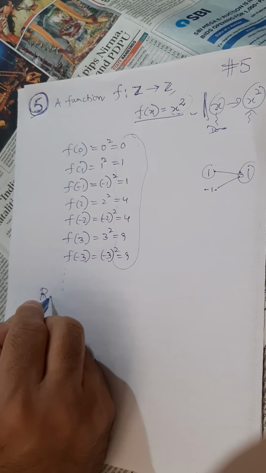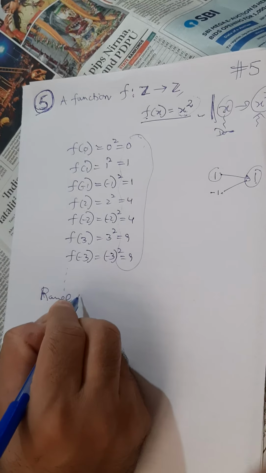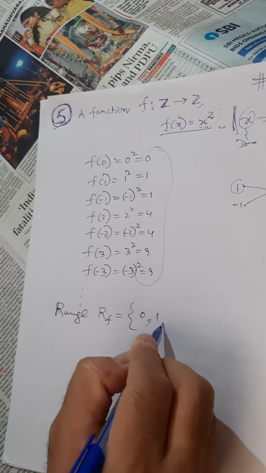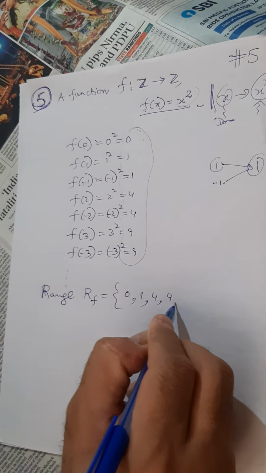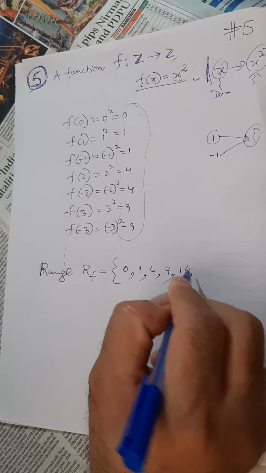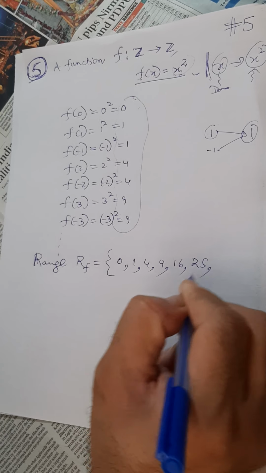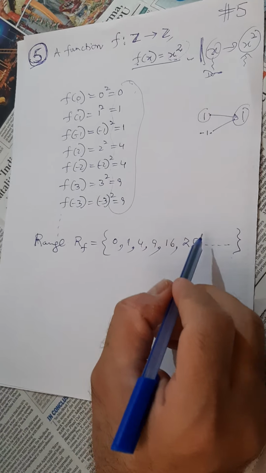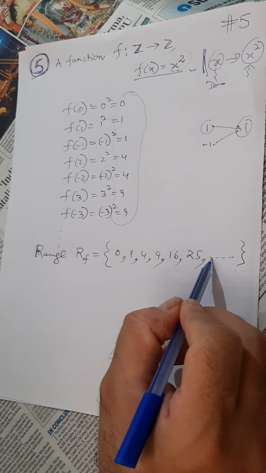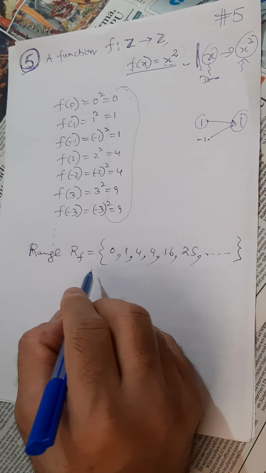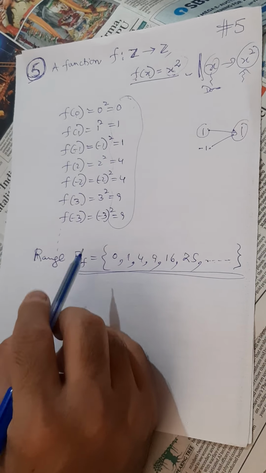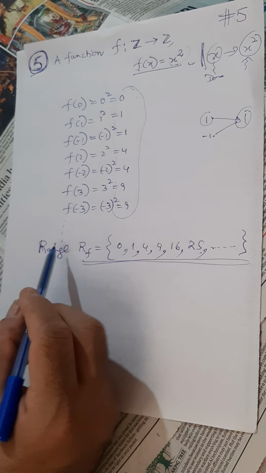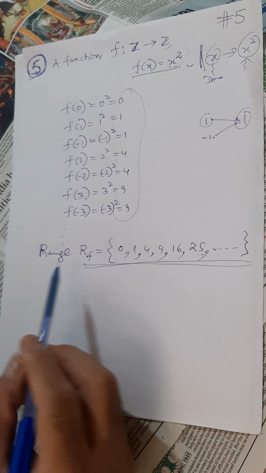So if I write the range of the function, if I call it RF here, it would be 0, 1, 4, 9. Then next you can predict it has to be 16. Next it has to be 25, and so on. All perfect squares numbers. Next 7 square, which is 49, 81, and so on. This is an infinite set. It is a subset of codomain. So this way we can understand the concept of the function when it is defined on an infinite set.